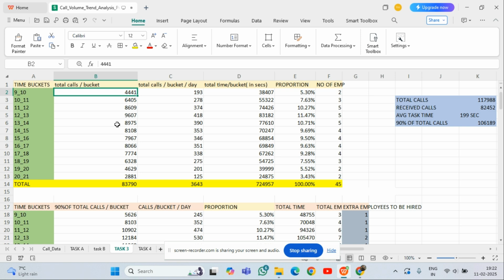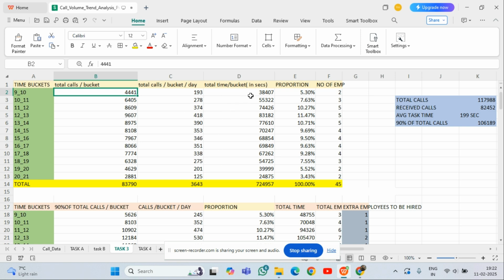If you go to the Trainity portal and you read all the instructions and the details carefully, you'll get to know that the data given is for 23 days. So we'll have to calculate for each and every day. So total calls per bucket per day, we will divide this by 23, and you will get all the calls. So the total number of calls for each day will be 3643.